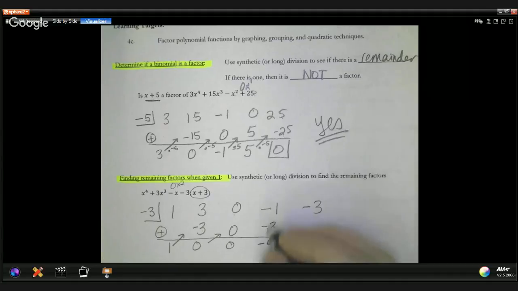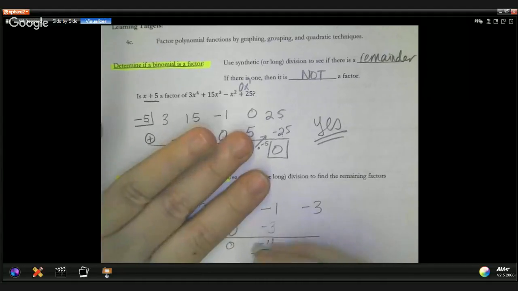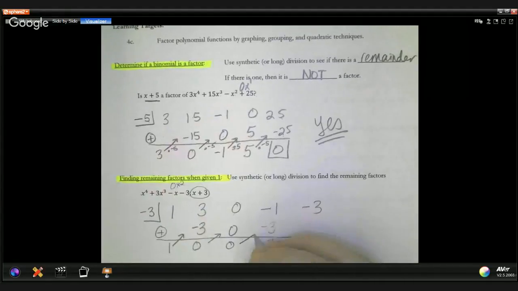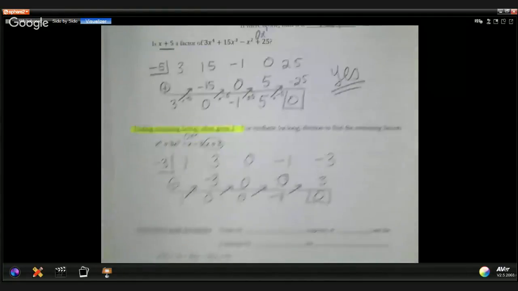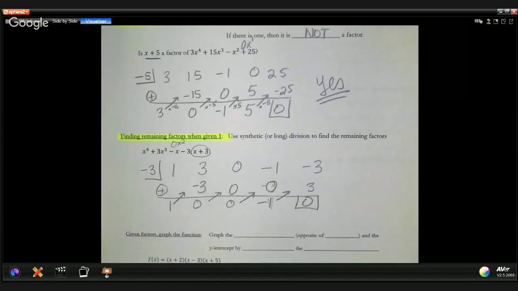Oops, here. Oh, there. I found my mistake. I was worried because I was about to get a remainder. 0 times negative 3 is 0, which is negative 1, times negative 3, which is positive 3, which is not a remainder. So now we know that's a factor. It told us it was, but now what we need to do is find our answer.